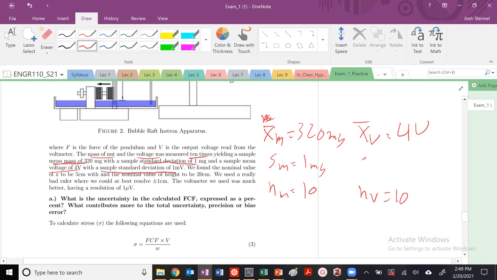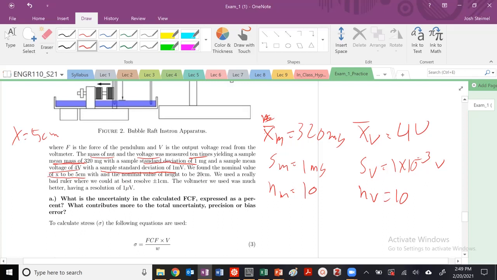So this is where we want to be careful. The standard deviation of volts is equal to 1 times 10 to the minus 3. We'll keep the mass in milligrams, so 1 milligram, but we want to keep the voltage in volts, so 1 times 10 to the minus 3 volts. The nominal value of x is 5 centimeters, so x equals 5 cm.